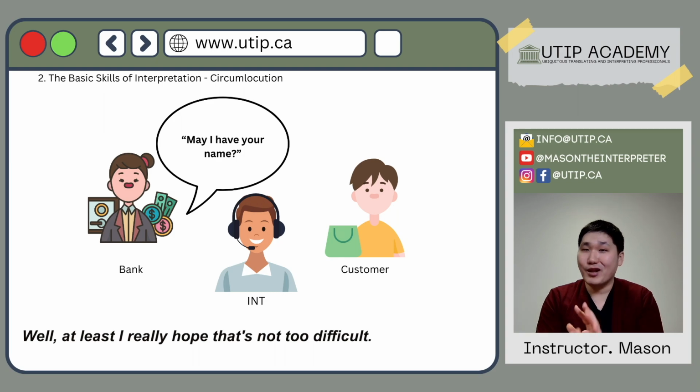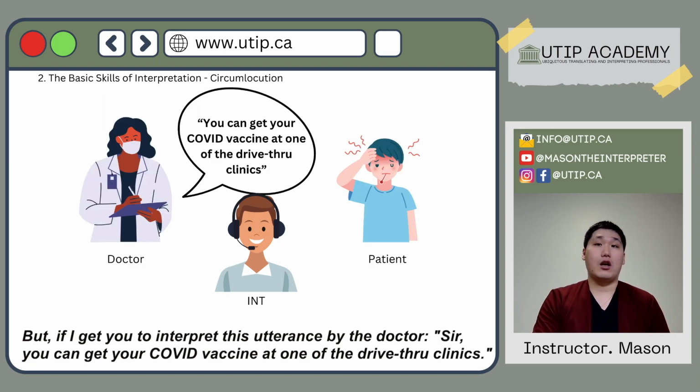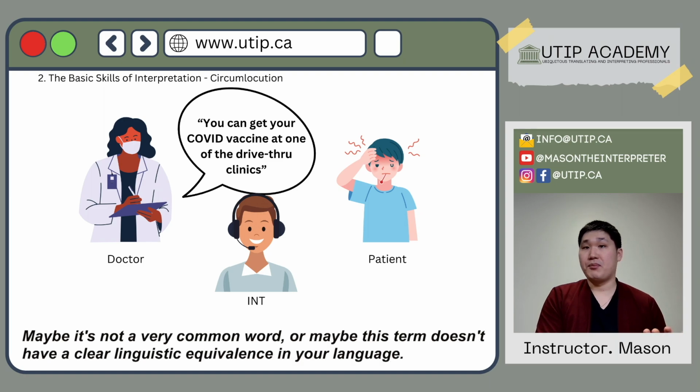Well, at least I really hope that's not too difficult. But if I get you to interpret this utterance by the doctor, "Sir, you can get your COVID vaccine at one of the drive-through clinics." Maybe it's still not too difficult, but more likely that you will get stuck on something like drive-through clinics. Maybe it's not a very common word. Maybe this term doesn't have a clear linguistic equivalence in your language.